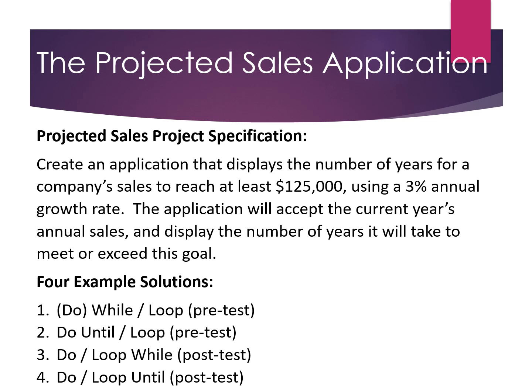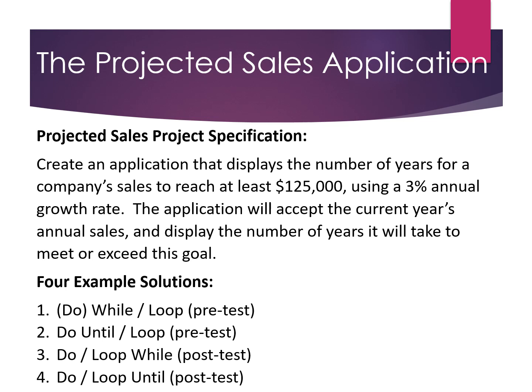Let's explore creating a more real-world application in Visual Basic. We'll look at this as the projected sales application. So here's our specification or our scenario. We are to create an application that displays the number of years for a company's sales to reach at least $125,000 using a 3% annual growth rate. So the application is to accept the current year's annual sales from the user, and then we'll display the number of years it will take to meet or exceed this goal.